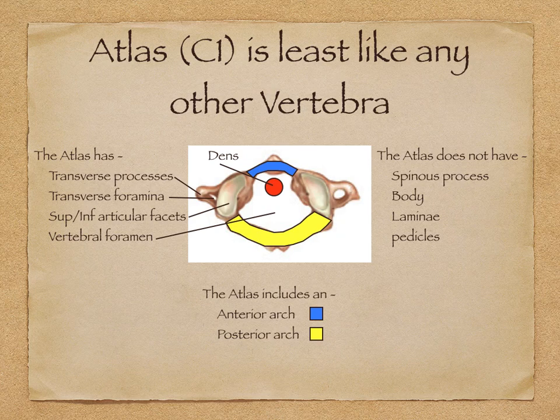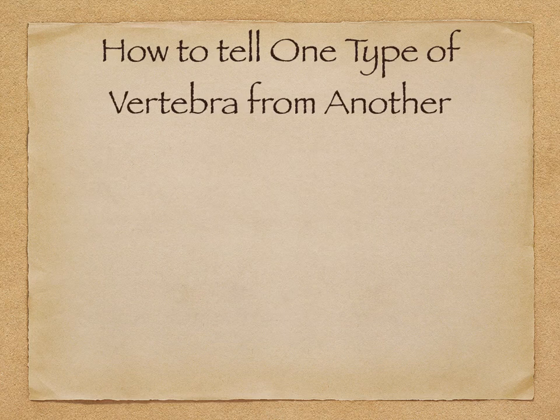And I'm going to just review again here. How do you tell one vertebra from another? So when you're trying to tell one of the three types of vertebra from one another, your three choices are the vertebra that are in your neck, called cervical vertebra, the ones in your rib cage, called thoracic vertebra, and the ones between your hips and your rib cage, which are the lumbar vertebra.